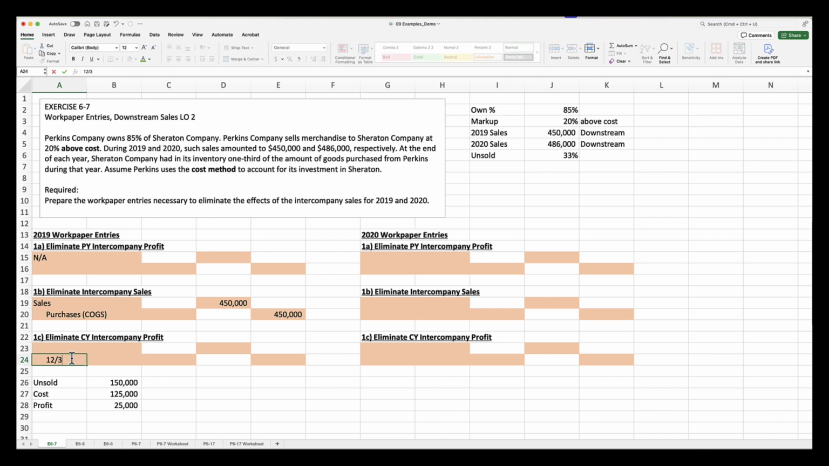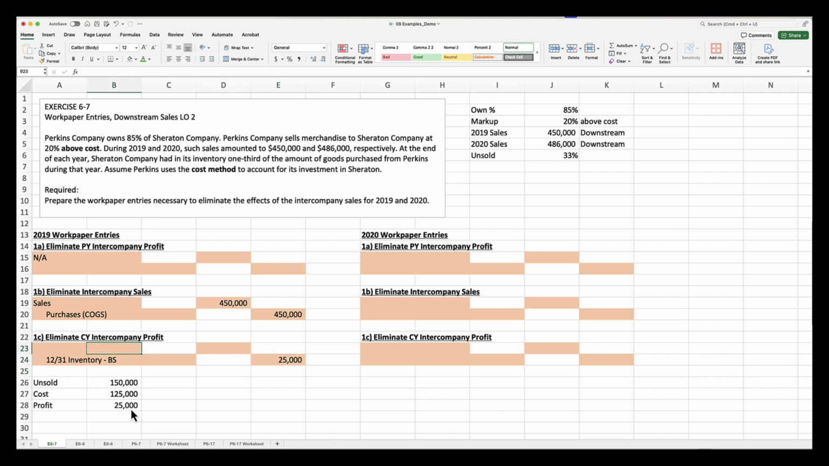So we're going to take our 12/31 inventory balance and we're going to credit it because we're just looking at our normal balance sheet inventory account right now. And our inventory account on our balance sheet is a normal debit account because it's an asset. So to make it smaller, we're going to credit it by $25,000 to get rid of that profit that our parent recognized on the sale to our subsidiary.